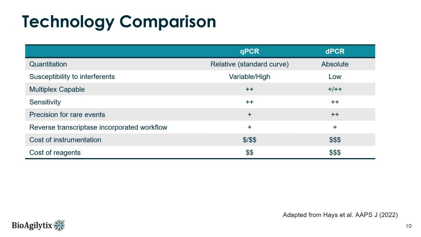Both platforms allow for multiplexing capabilities, and traditional quantitative PCR has a much wider dynamic range. So that's an advantage for samples that are expected to have high target copy numbers. However, digital PCR has greater precision at the low end, which is advantageous for rare event detection, allowing that detection with greater precision at the low end. So it's helpful for targets that are expected to have low copy numbers.